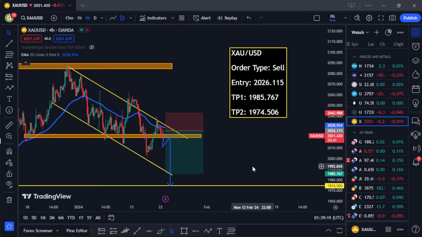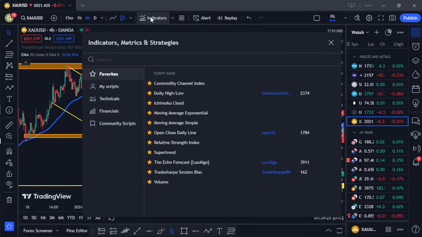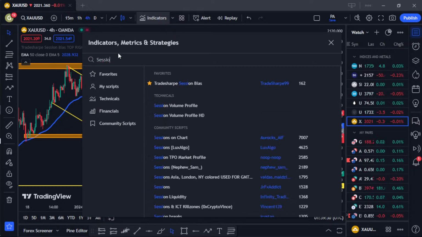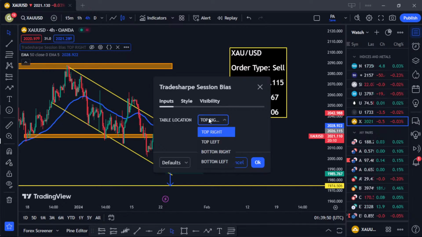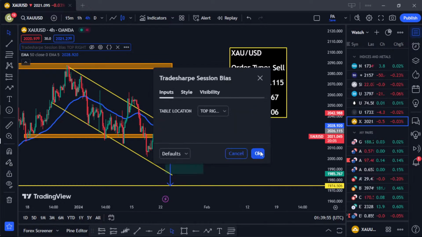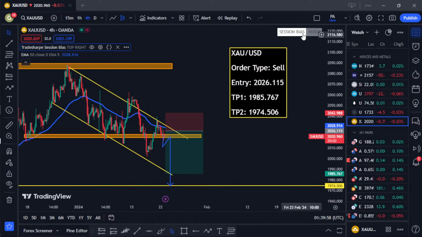Okay, so you are learning how you can actually set up the trading bias. To get the trading bias indicator, simply come over to your indicators and then search for section bias. Simply search for section bias and download this one by TradeSharp 99. It doesn't have any sort of settings. All you simply do is just download it and then turn it on. You can see there is no setting. The only setting here is where you want to position it on your chart. That is all.